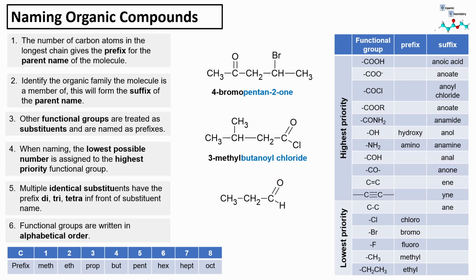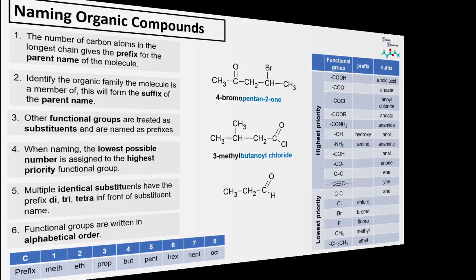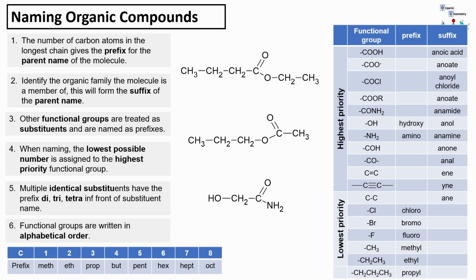Okay, and that's these ones numbered. Okay, let's have a look at some more compounds that we're going to name. This is looking at level 2, level 3 organic chemistry naming. So we've got 3 molecules here. Let's just see exactly what they are.